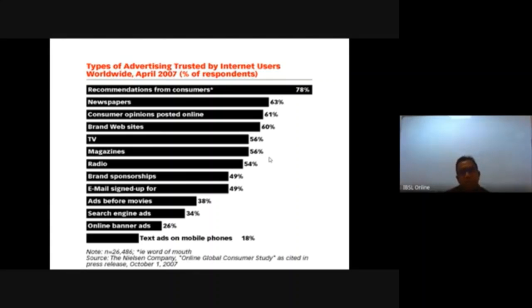Another challenge we have is with the advertising that we do: how credible is that advertising? There are certain media some people don't believe. According to some research done in 2007, on types of advertising trusted by internet users worldwide, the most trusted method of advertising is recommendation from consumers. That is actually buzz marketing or word of mouth. So word of mouth has a credibility of 78%.